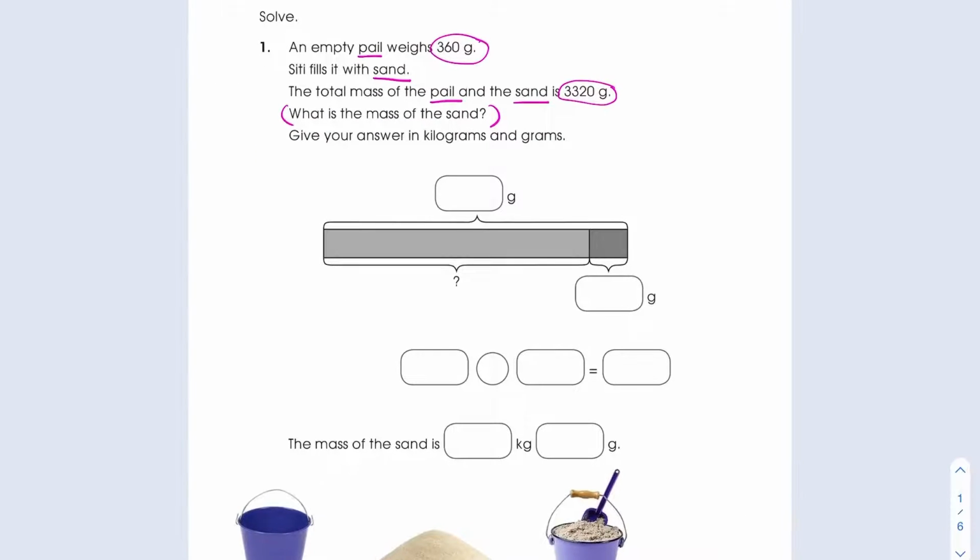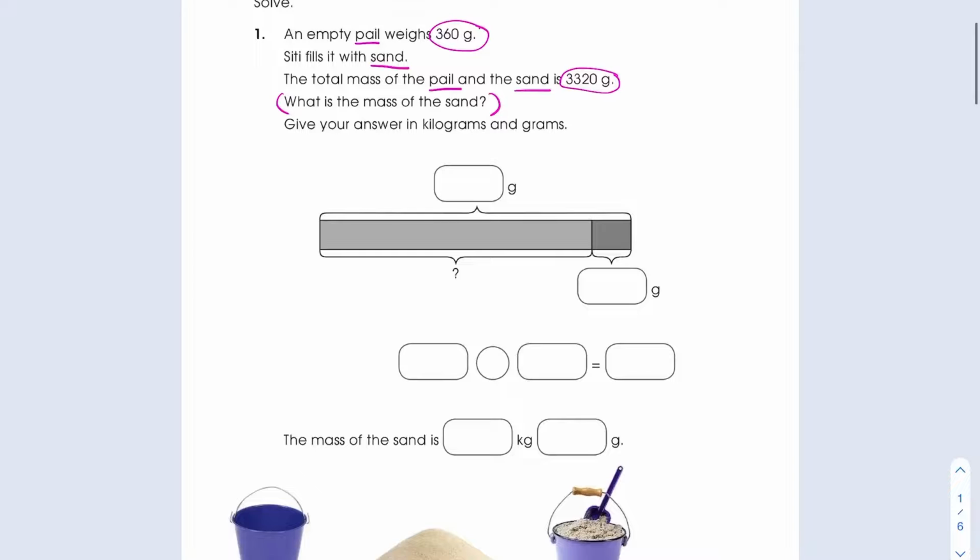I will be providing diagrams to help you better understand the question, so I hope this helps. So let's see. An empty pail is 360 gram, and after adding in a certain amount of sand, you get 3,320 gram for the mass of the pail and the sand. So if we were to fill it in here, the total mass would be 3,320 gram, and the pail is 360 gram. So we need to see how much the sand is. So this is the sand and this is the pail.